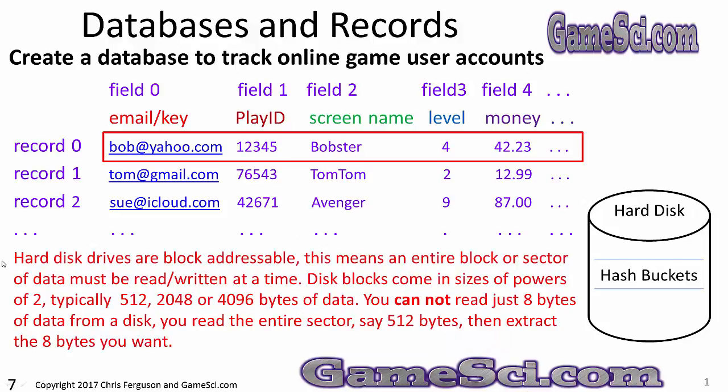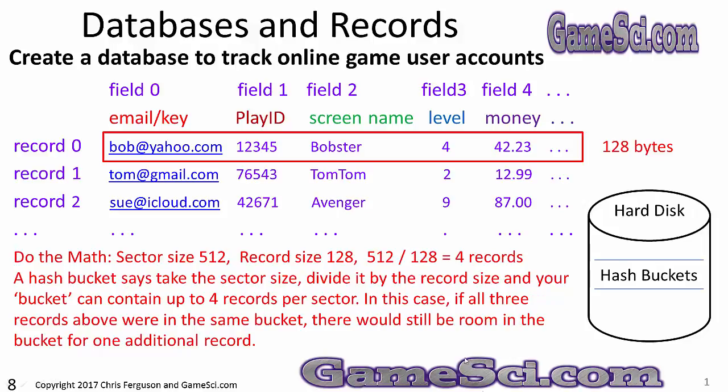Hard disk drives are what we call block addressable. This means an entire block or sector of data must be read or written at a time. Disk blocks come in sizes of powers of 2, typically 512, 2048, or 4096 bytes of data. You cannot read just 8 bytes of data from a disk. You must read the entire sector, say 512 bytes, then extract the 8 bytes you want. Whether you want it or not, you're going to be reading every byte that exists in a disk sector.